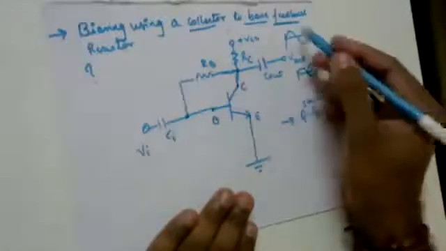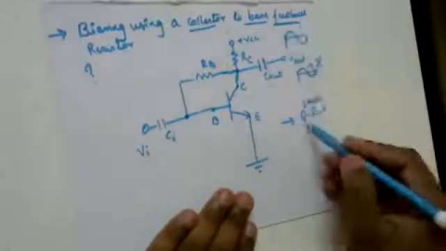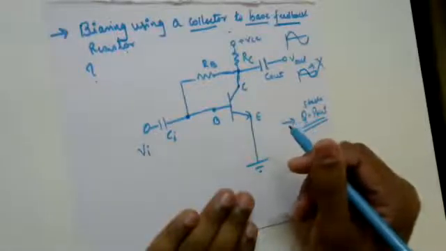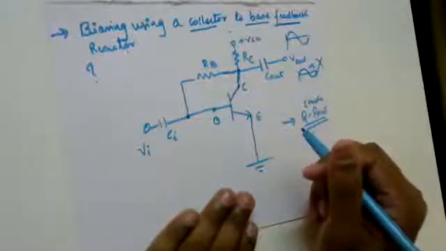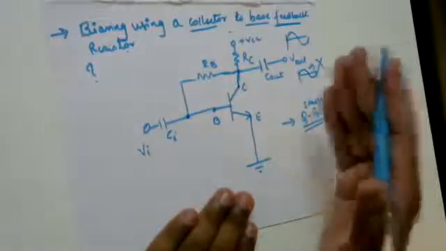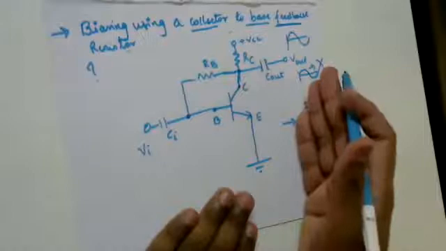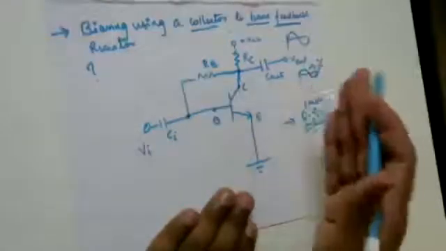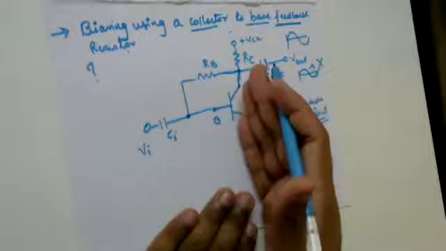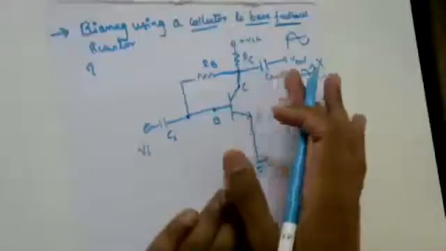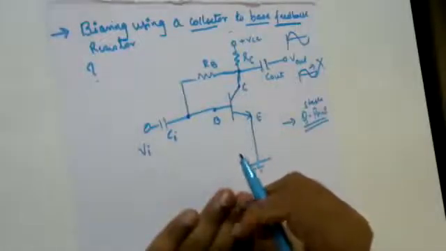In order to achieve this, my Q point has to be stable. That should not fluctuate. Already you have studied it during the DC load line and the output characteristics of a transistor, wherein you select your Q point exactly midway of the DC load line. Because if you take it somewhere near cutoff or near saturation, there will be some distortion either in the positive voltage swing or in the negative voltage swing.